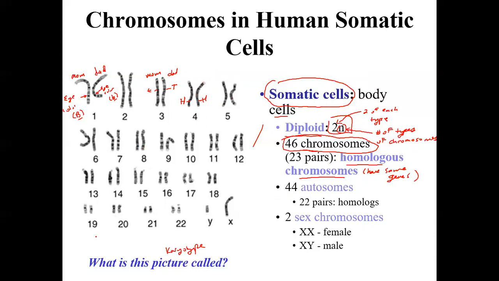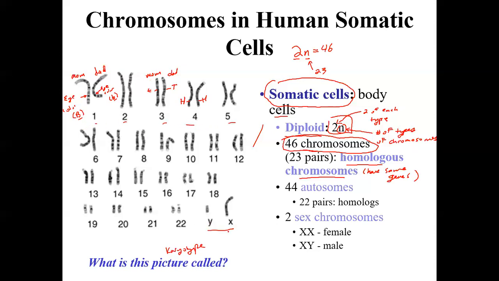So let's talk about the 46 chromosomes. Now, if you look here, I have 23 different types, so I have 2 of each type. If I asked you what is the ploidy state, a human cell would be 2n equals 46, where I have 2 of each type. My n value would be 23. I have 23 different types, and that's what this karyotype is showing you here.